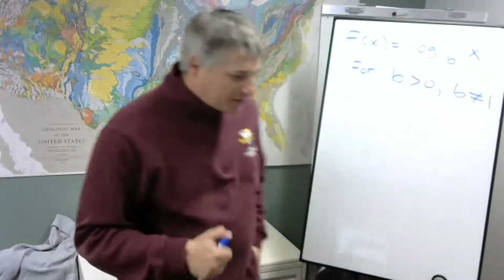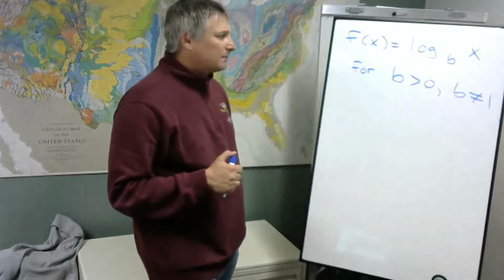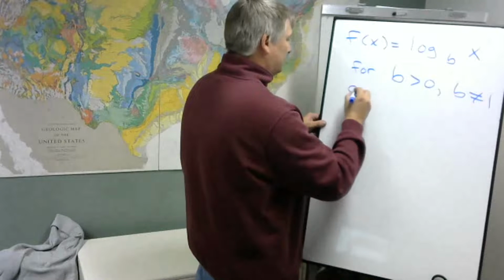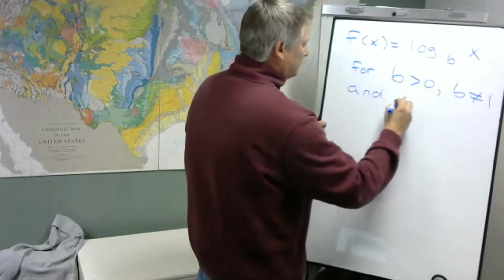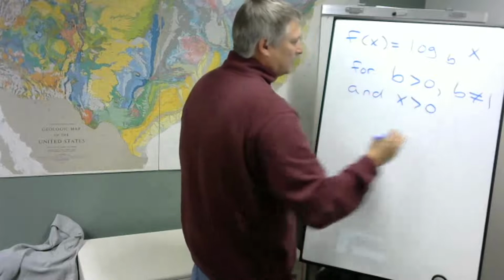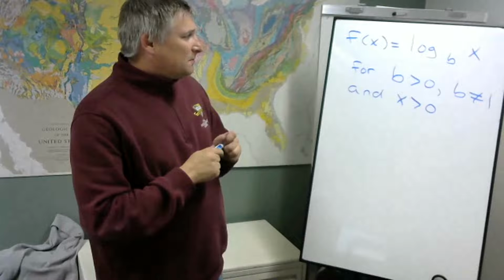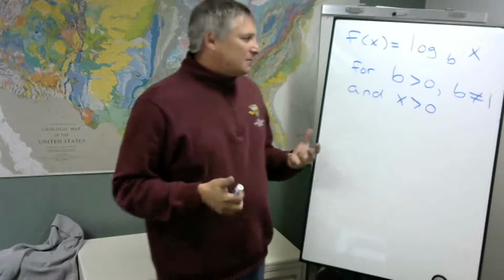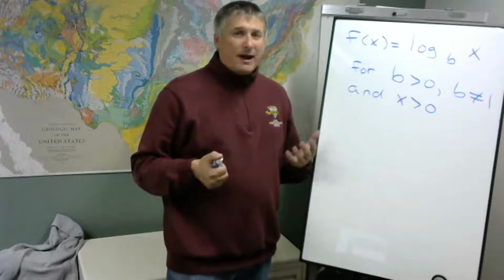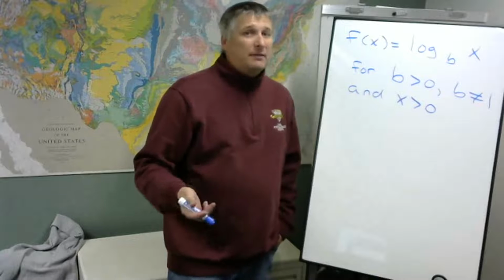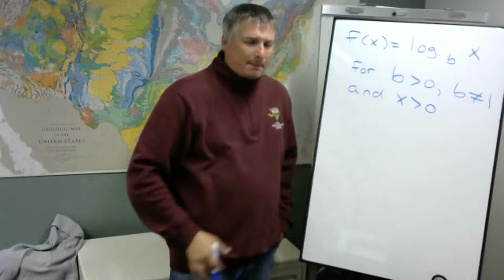Now, x has some restrictions also. x is going to be greater than 0. So this is going to have some interesting effects on the graph. We better take a look at that. What does the graph of this look like?